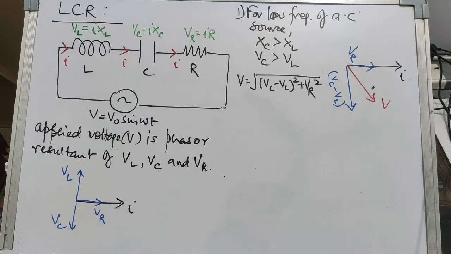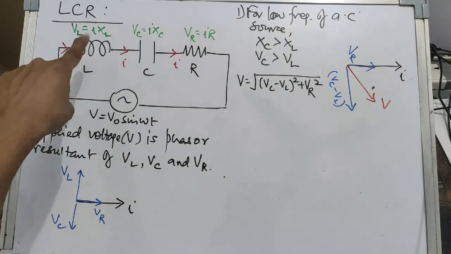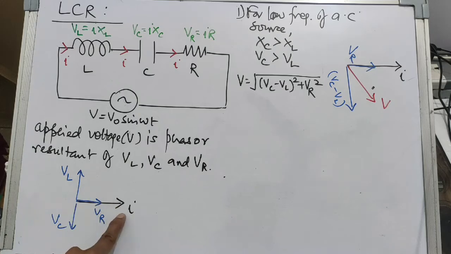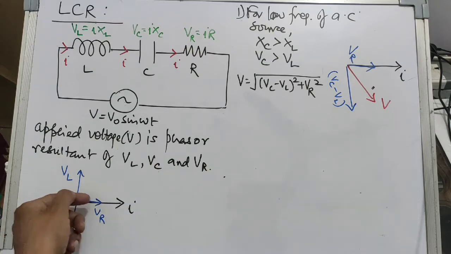So let's draw first the phasor diagram. What is common is I through all of them, so we will take I on the x-axis. In an inductor, the voltage leads the current by pi by 2, so VL should be ahead of I by 90 degrees. In a capacitor, the current leads the voltage, so VC should be here. And in a resistor, the voltage and current are in the same phase, so that's VR in the same direction as I.